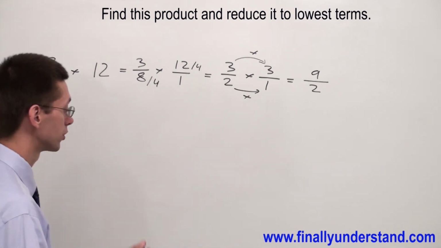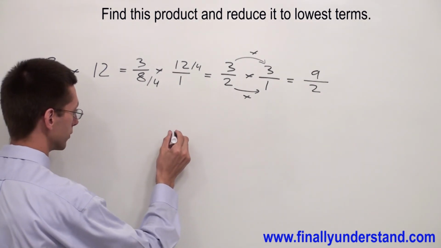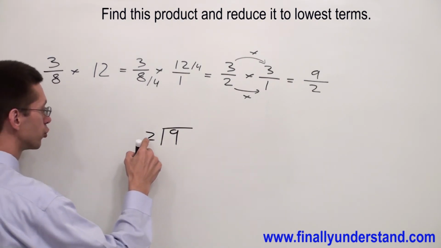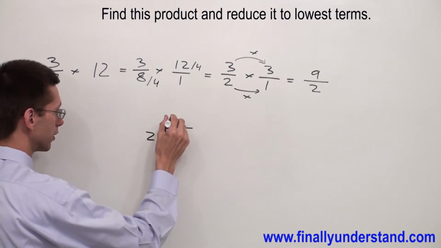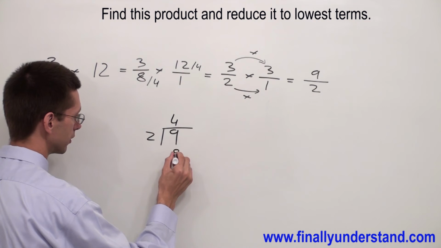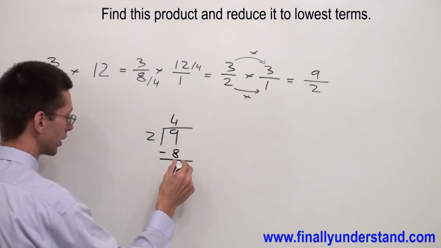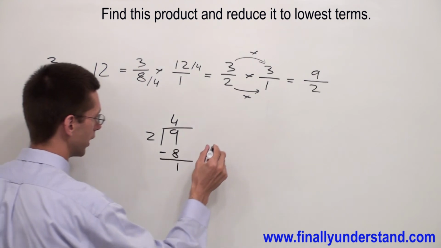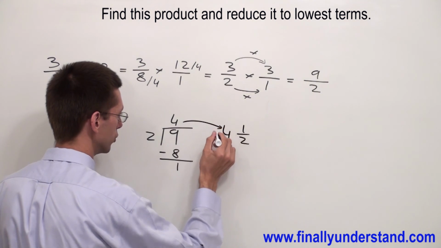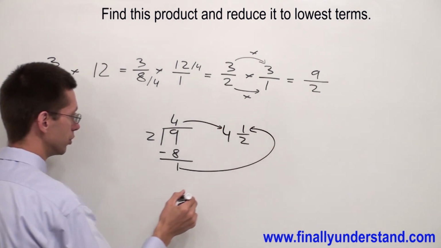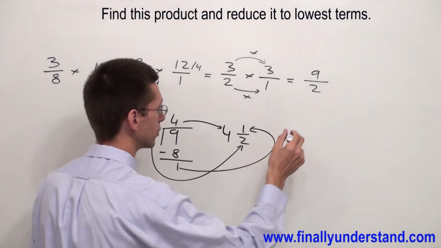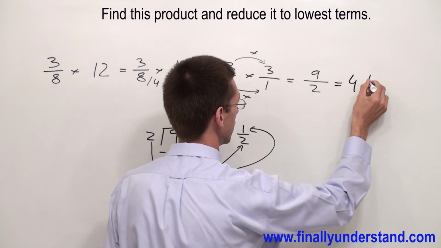How can we do that? Simply divide 9 by 2. So 9 divided by 2. The question is, how many times does 2 go into 9? It goes 4 times. 4 times 2 gives me 8. Subtract: 9 minus 8 is 1. My answer is 4 and 1/2. Remember, the top number goes to the front, the remainder goes to the numerator, and the divisor goes to the denominator. That's why my answer is 4 and 1/2.